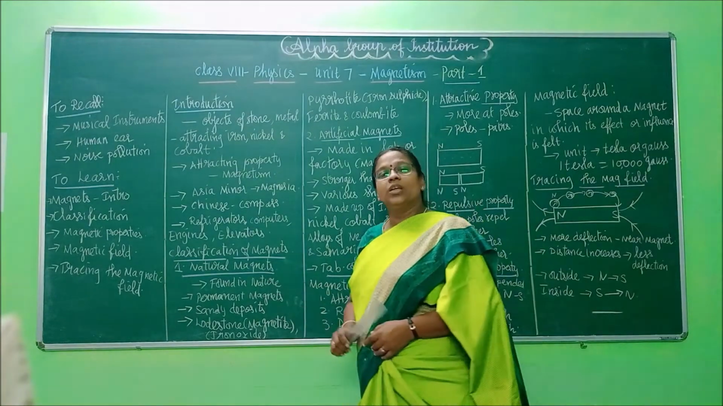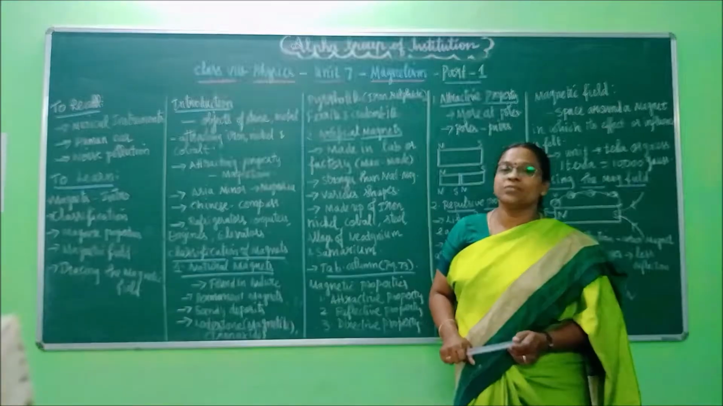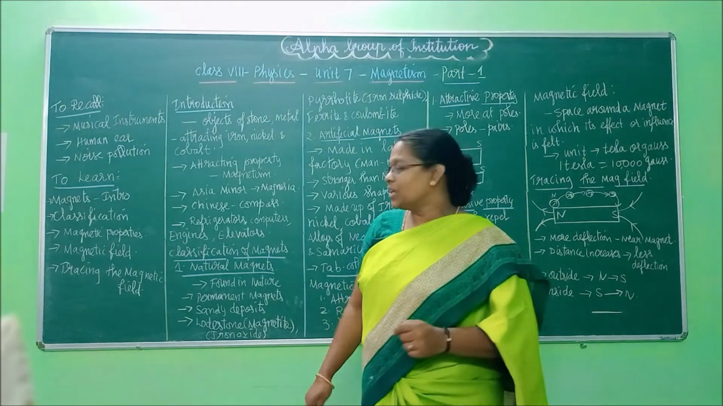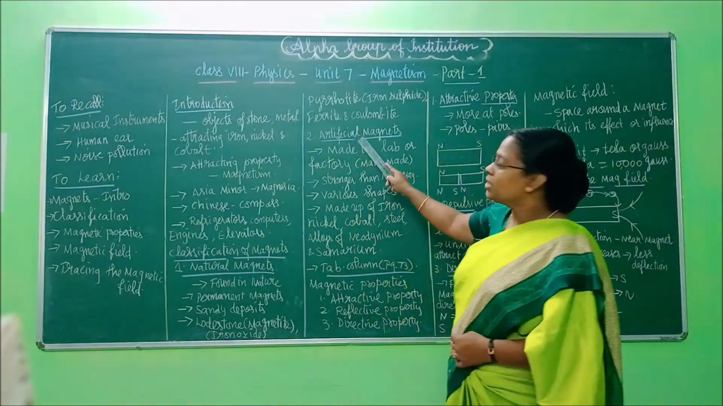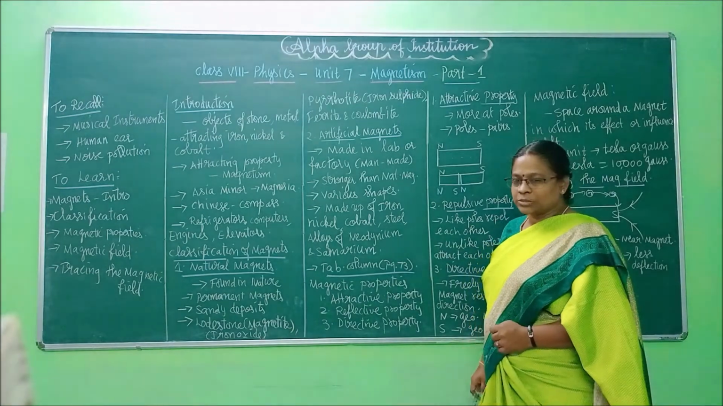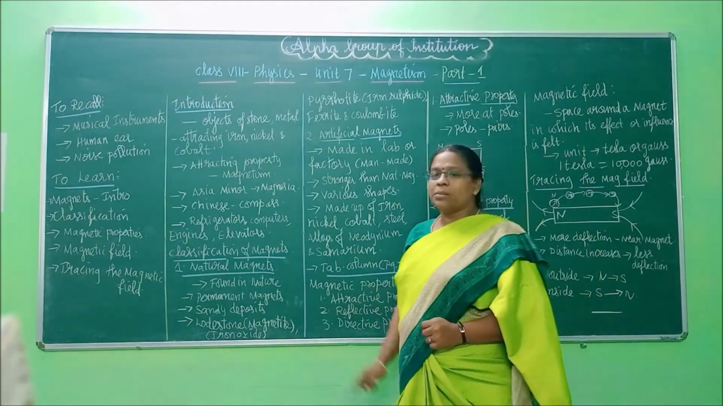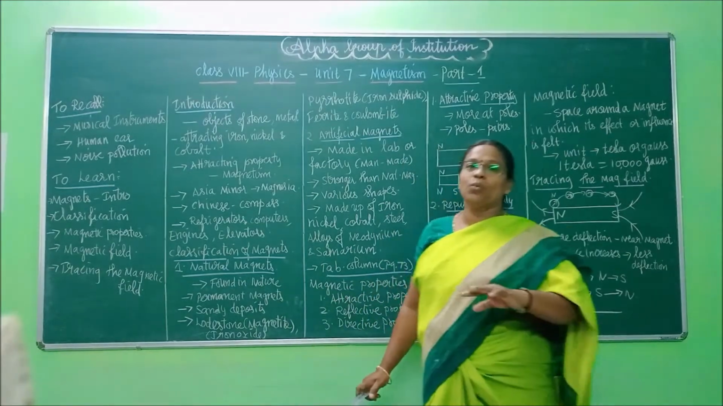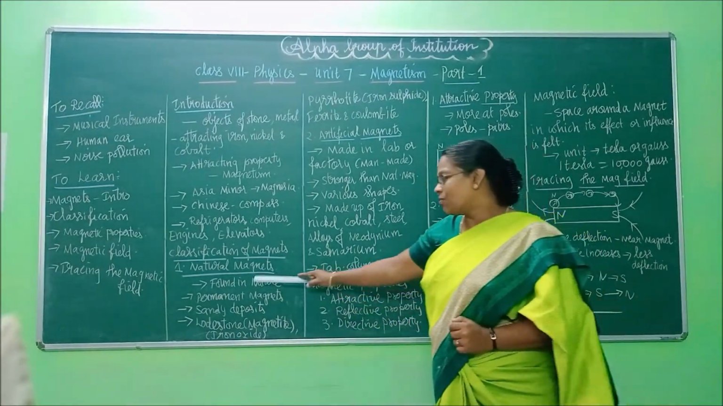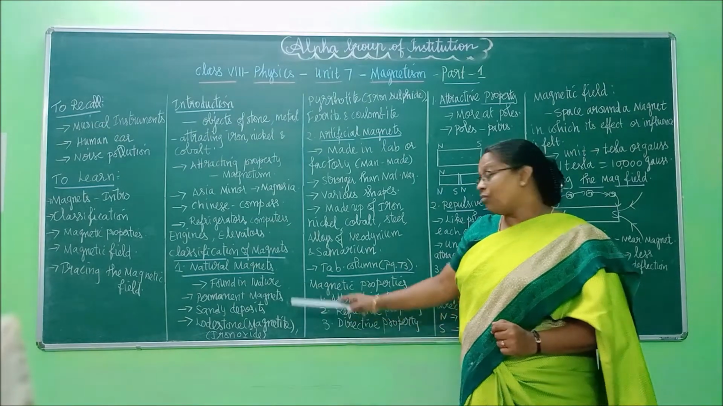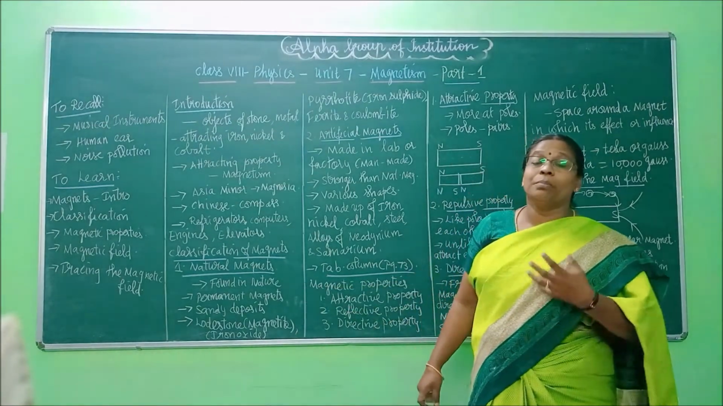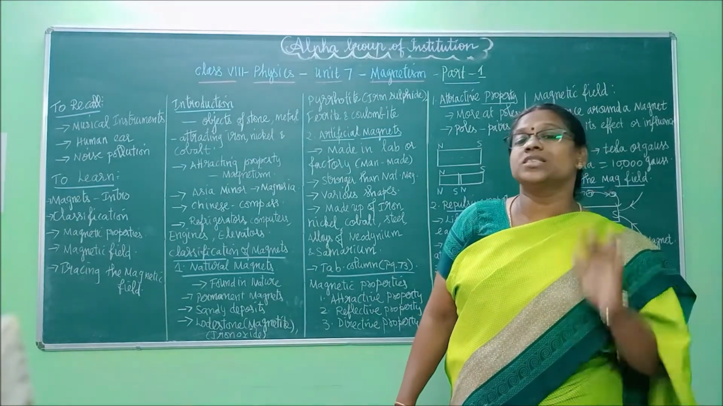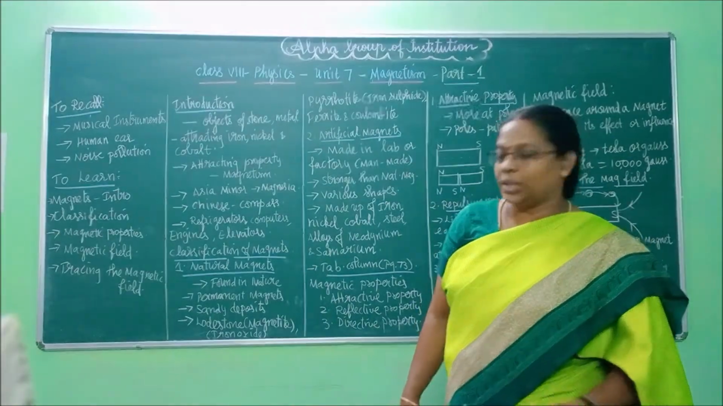Now we are moving into the next topic, which is called classification of magnets. There are two types of magnets. One is natural magnets and another one is artificial magnets. What are natural magnets? The word itself says they are found in nature. They are permanent magnets. Permanent means what? They can never lose their magnetic property. Always they will have that attractive property.